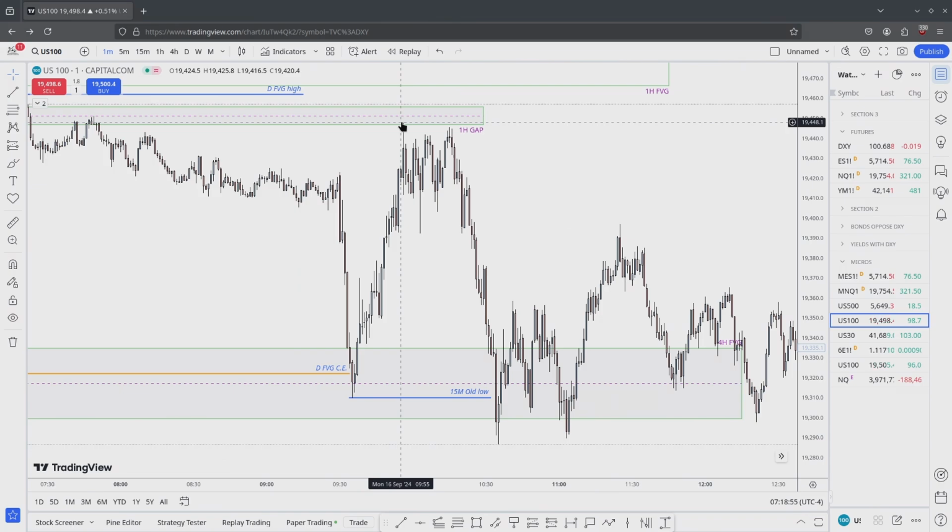Put it into this gap. Higher, higher, 3 times higher. Fail to take out the high, fail to tap into the gap. What does that tell me? We are bearish, very weak. What do we get? Bam. Market structure shift.